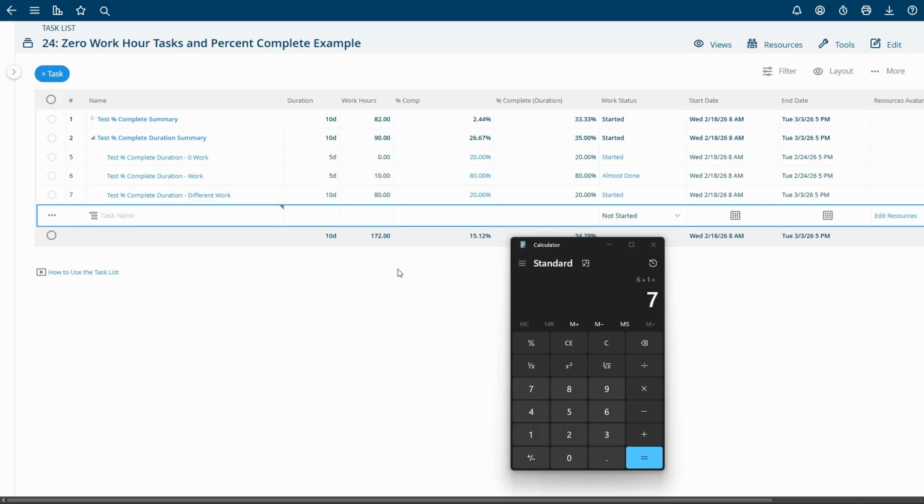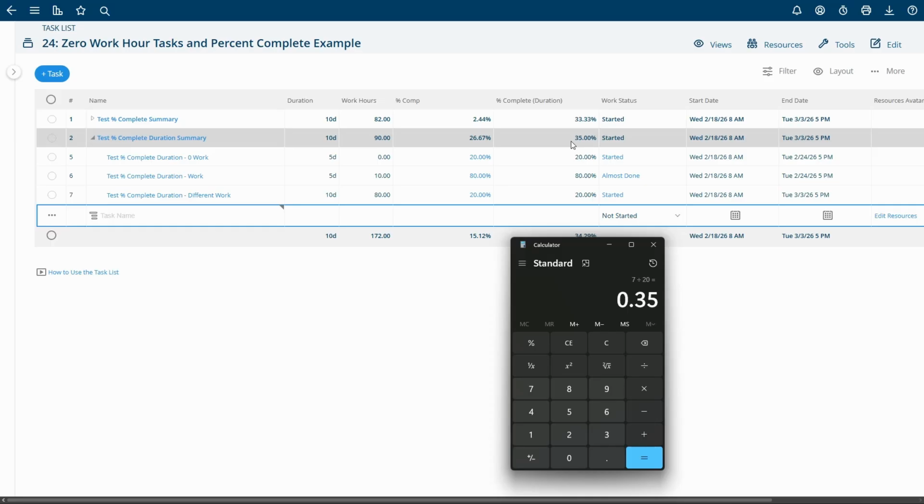Now if we look up the total duration of these 3 tasks, we can see 5 plus 5 plus 10, so that equals 20 total days. So now if we divide 7 by 20, which is the total number of days, we get 0.35, so 35%. Now if we look at percent completion duration, we can see 35%.